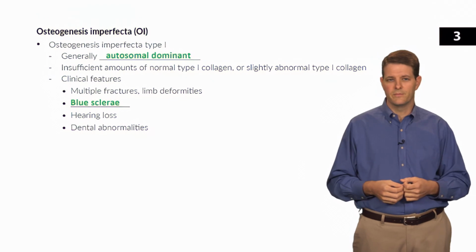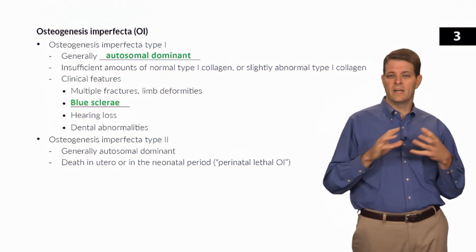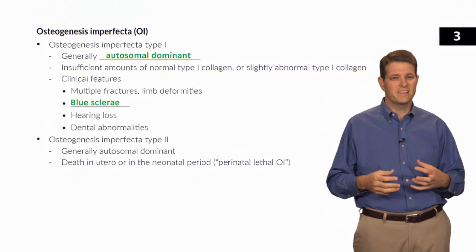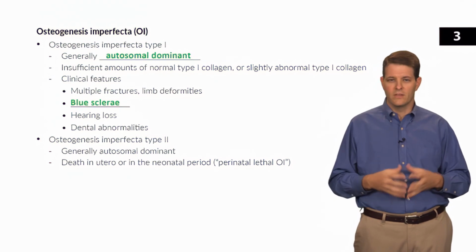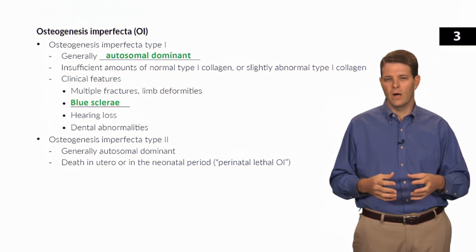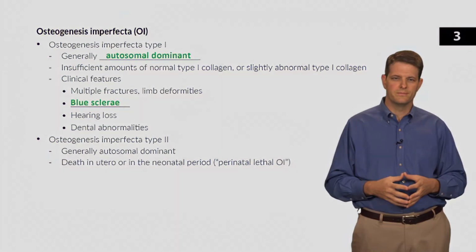Then on the other end of the OI spectrum is OI type 2, which is so severe that these kids die in utero or maybe within the first couple of days after birth. It's sometimes called perinatal lethal OI. So type 1 is much milder than type 2 by comparison.